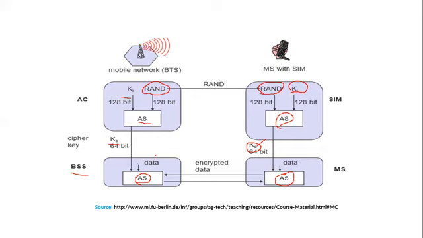Still, it was observed that these algorithms are not very strong, because the size of the cipher key KC is only 64 bits. It was also observed that in most cases, out of the 64 bits, 10 bits are not used, so only 54 bits are used. So the encryption is a weaker encryption. That's it about the security services offered by GSM. Let us stop here. Thank you.